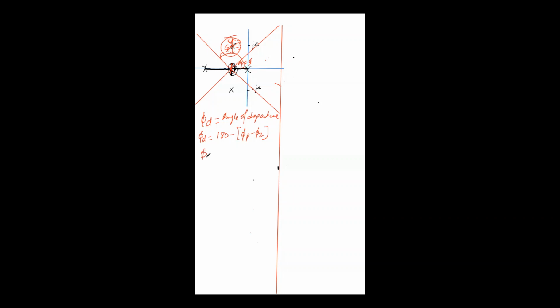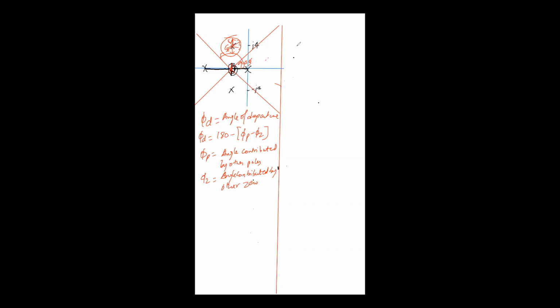And what is phi p? Angle contributed by other poles. And what is phi z? Angle contributed by other zeros. This is phi p and phi z.